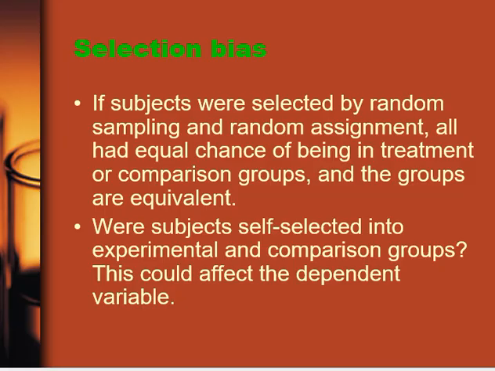But if we have selected our participants by random sampling, and we did random assignment, making sure that everyone has an equal chance of being in the experimental or control group, then we have a much better chance of having equivalent groups that we can compare. But if we allow people to self-select into the experimental or control groups, then obviously this would have a major influence on the dependent variable.